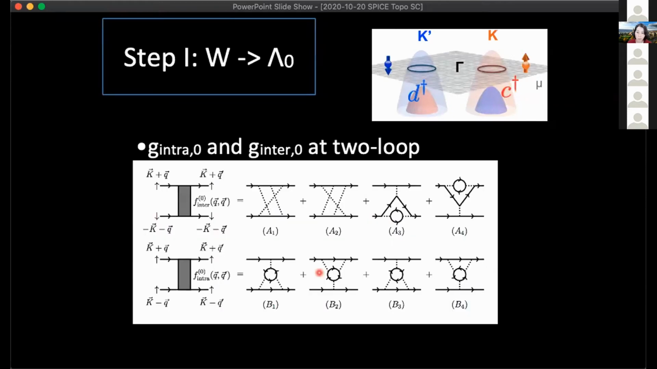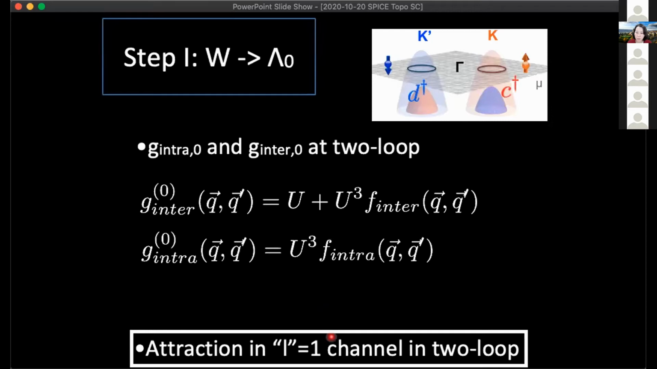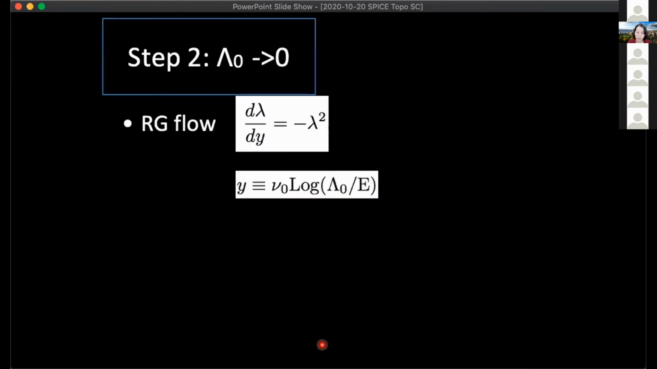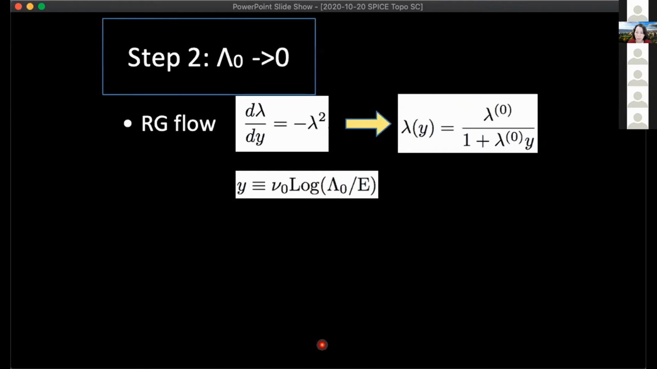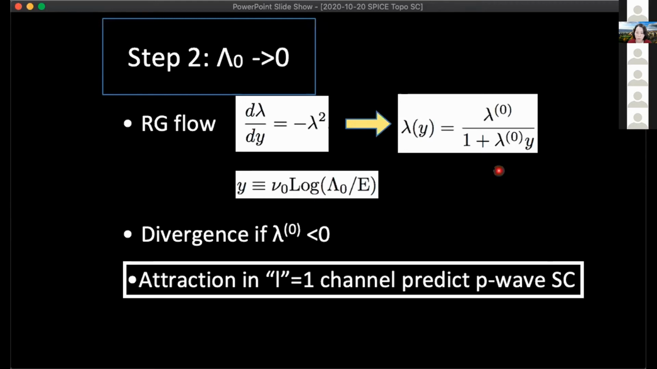To get to that expression, you have to do this kind of diagrammatics. At the end, you find that actually there is attraction in the L equal to 1 channel, although we started with purely repulsive interaction. And this is because of the anisotropy. Then we find the RG flow for these effective interaction parameters. What you see is that if the bare strength at the beginning was negative, it's going to lead to divergence in the susceptibility. So attraction is found in the P wave channel.